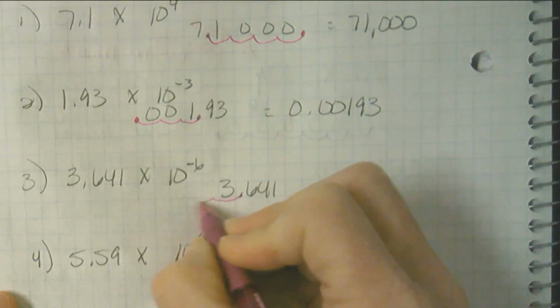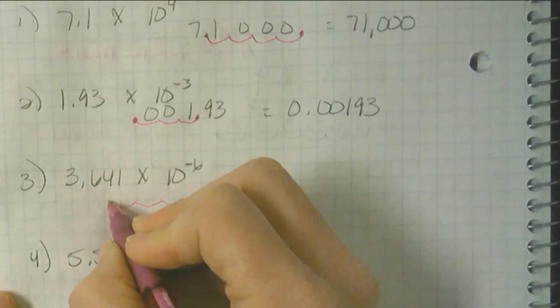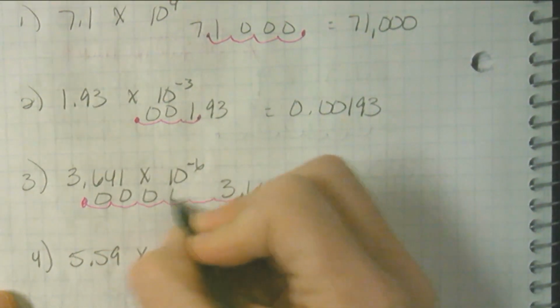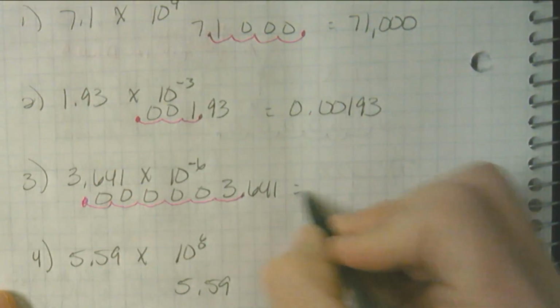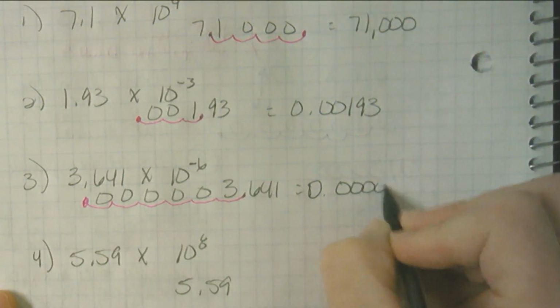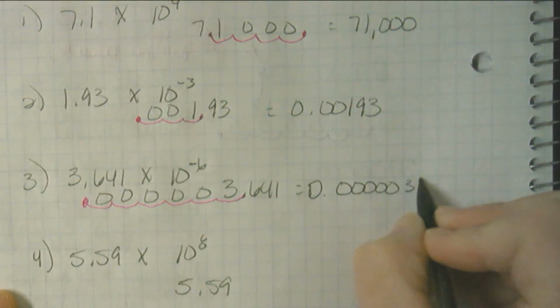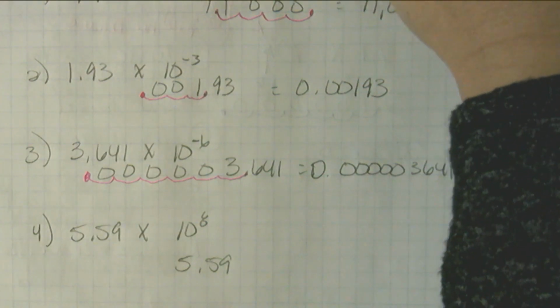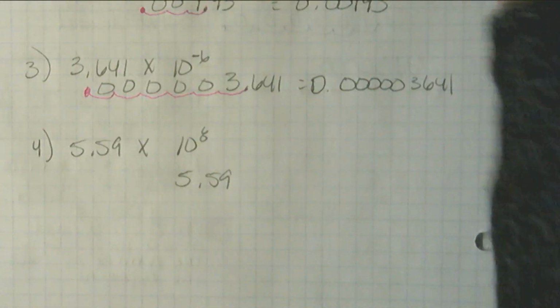Excellent. 1, 2, 3, 4, 5, 6. So let me just throw those on there. So how many zeros am I putting in there, Sarah? So tell me my new number. 1, 2, 3, 6, 4, 1. Excellent. All right, someone do that last one for me. Nico.